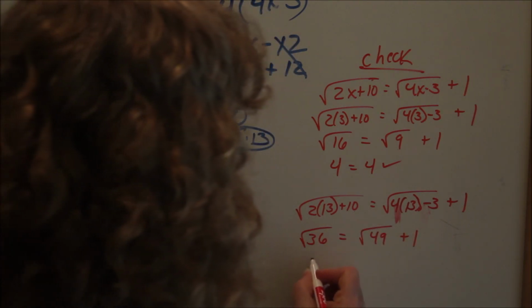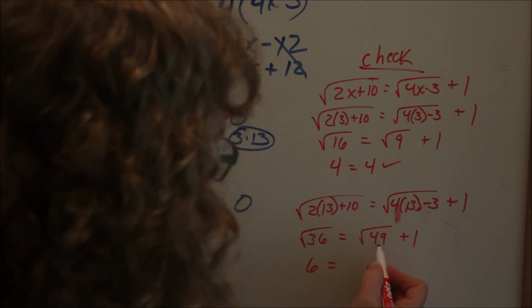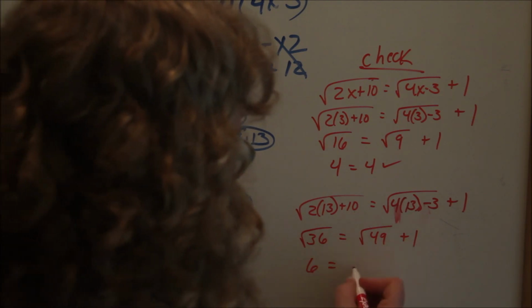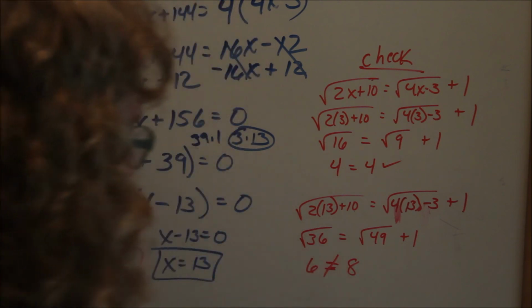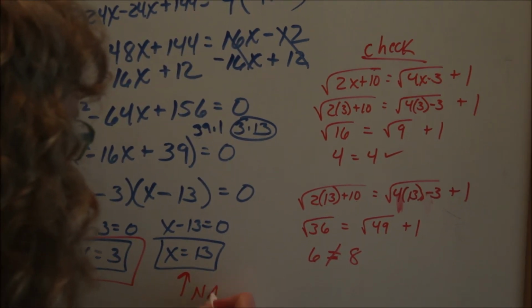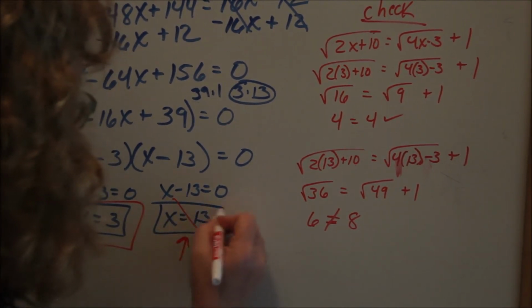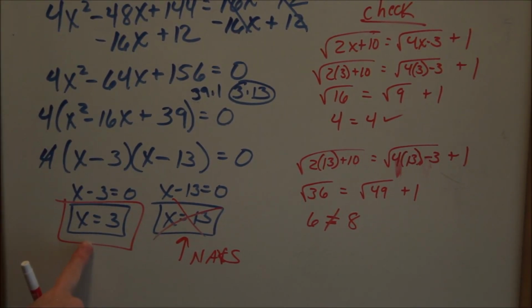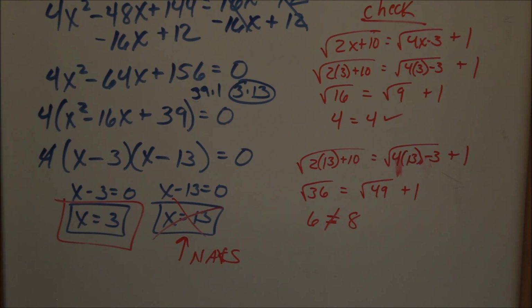Square root of 36 is 6. Square root of 49 is 7. Plus 1 is 8. So that does not equal each other. So therefore, x equals 13 is not a valid solution. That's not a solution. Only x equals 3 is your real solution.